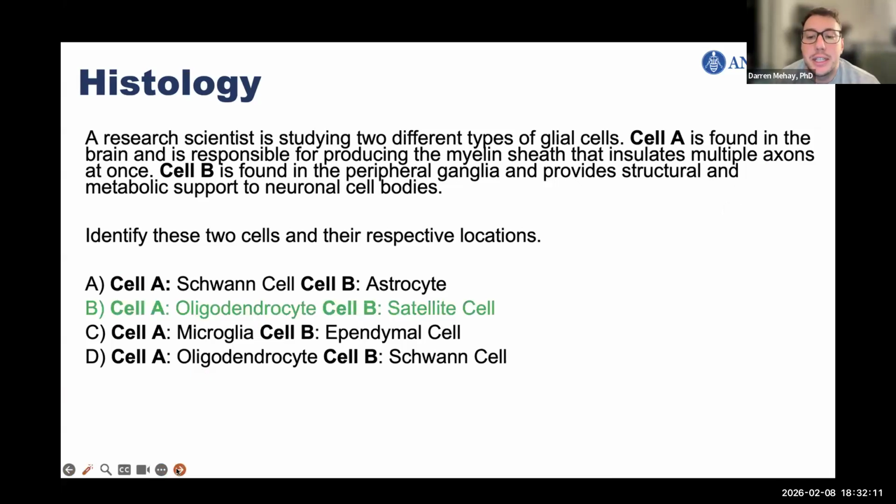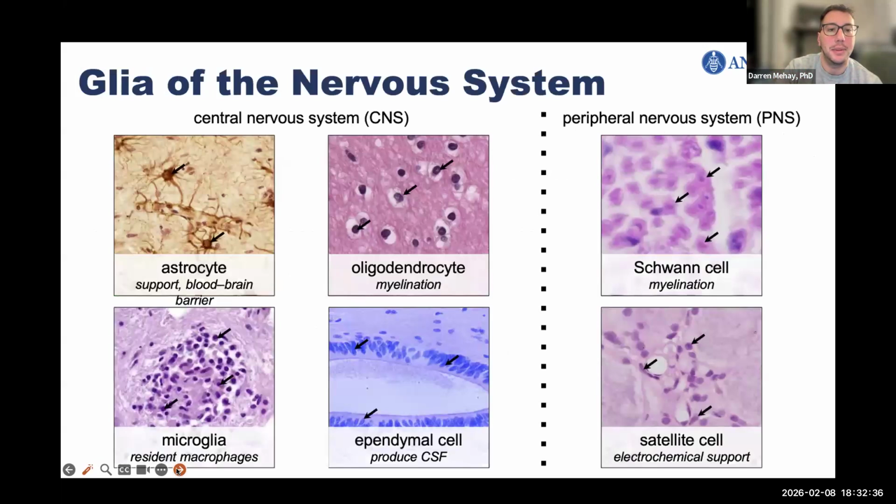So the correct answer is B. Oligodendrocytes are going to be within our brain, so our central nervous system, whereas satellite cells are going to be in the peripheral nervous system. And everything else is a combination that does not match the central nervous system and peripheral nervous system for cell A and cell B. So we can see that here.